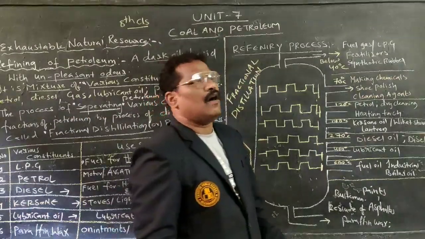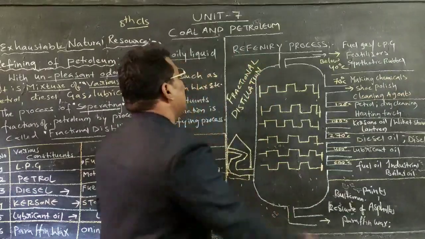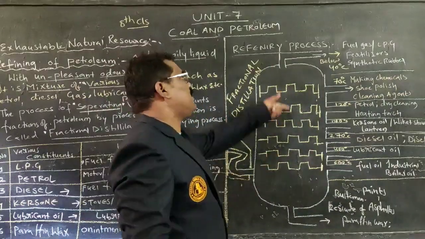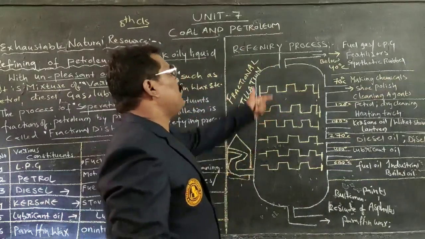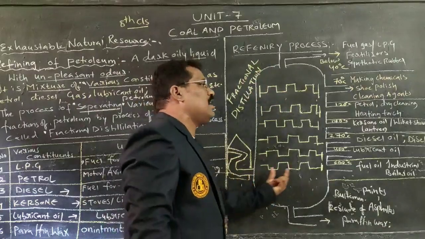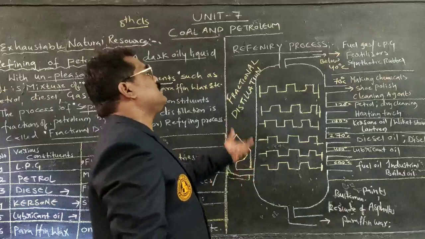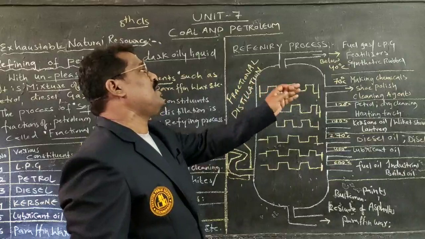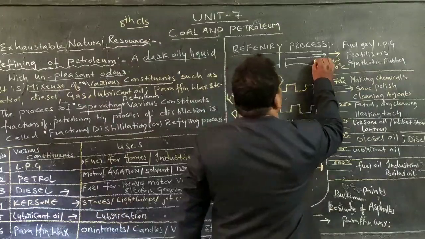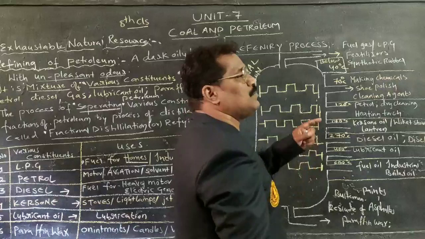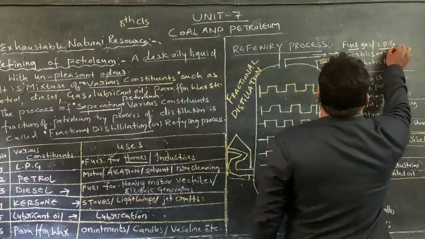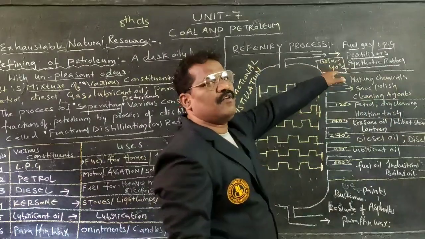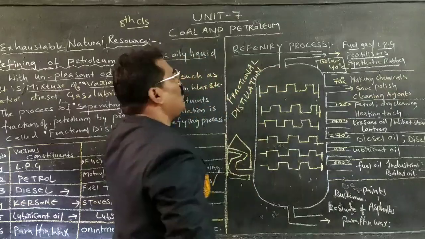How does this refining process take place? It happens in a huge container. From one side, the temperature is applied. As the temperature is applied, the petroleum product is present inside. As the temperature gradually increases, various products get segregated. Below a temperature of 40 degrees centigrade, we can segregate fuel gas, LPG, fertilizer, and synthetic rubber from the crude oil.